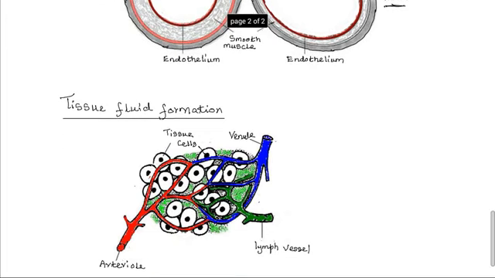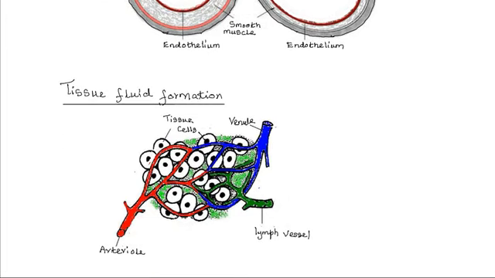Let's look at the process that goes on at the capillaries as the blood flows through them. Now, as mentioned earlier, the capillaries provide the site of exchange of substances between the tissues and the blood, and therefore it is important that they are structured and they are able to facilitate this exchange process. Now, the exchange of substances occurs by a process known as ultrafiltration.